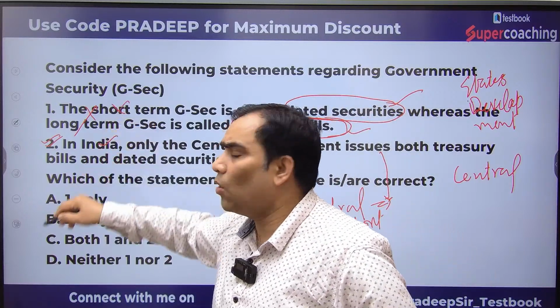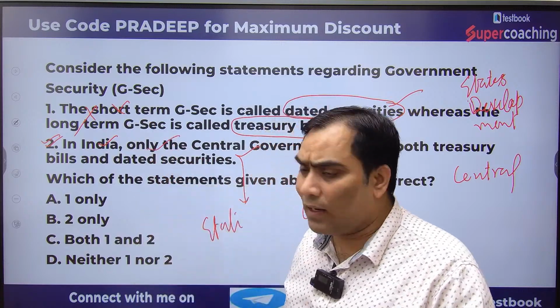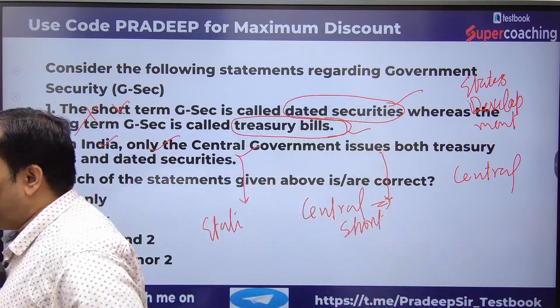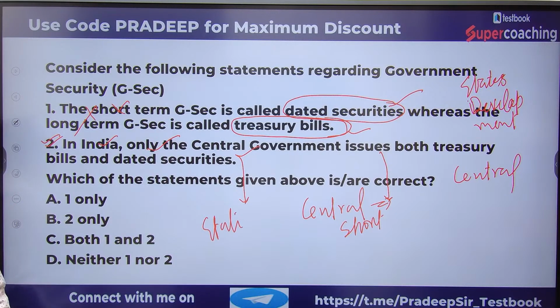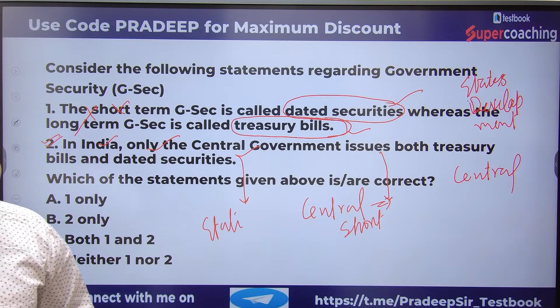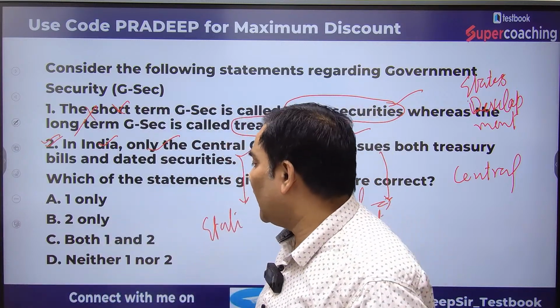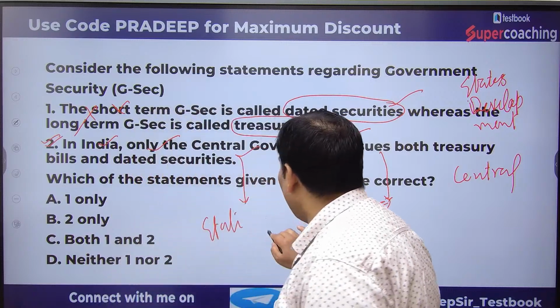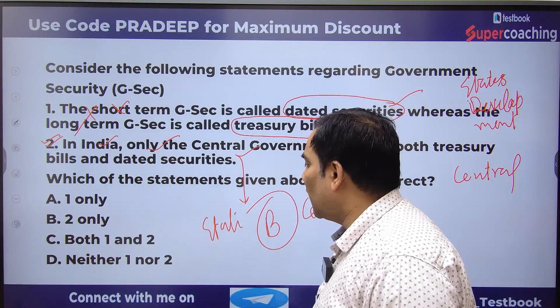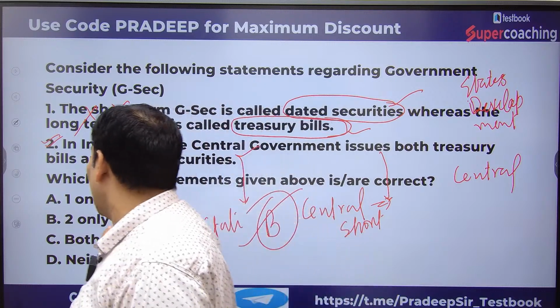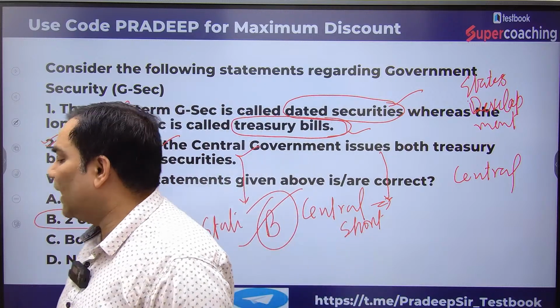First statement is wrong, whereas second statement is correct, because it is only the central government, the union government, which can issue both types of security, that is short term security as well as long term security. The state governments can only issue long term security, that is known as state development loan. That's why the right answer is B only.